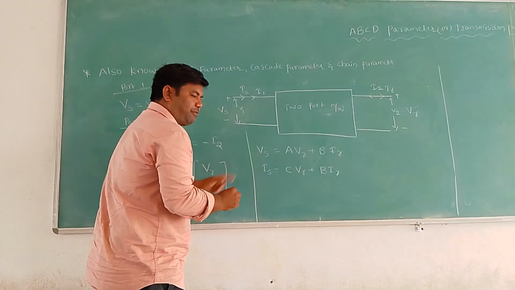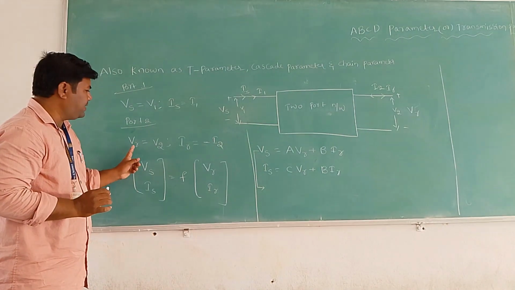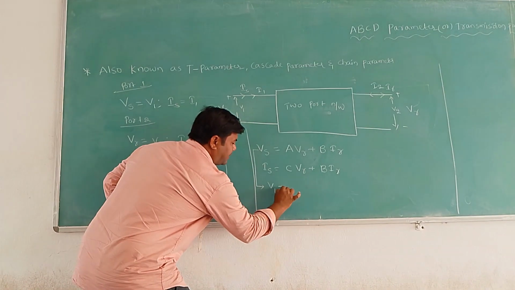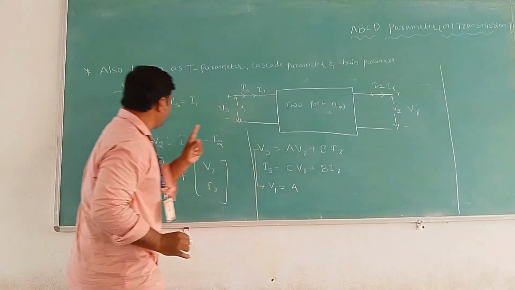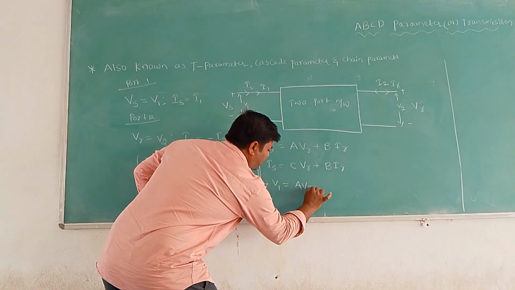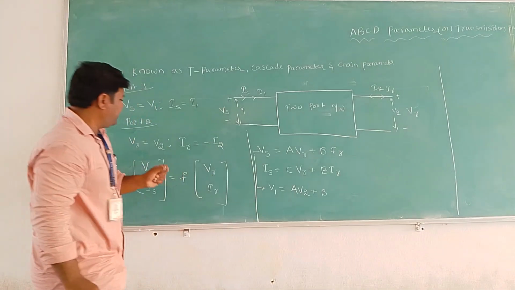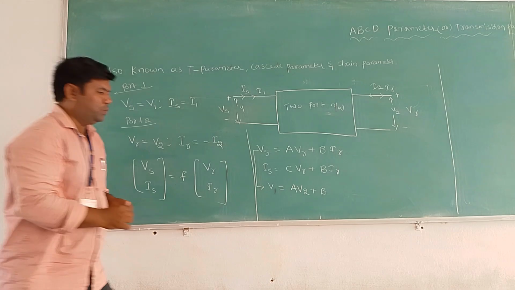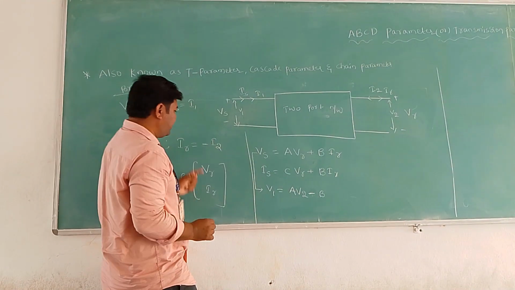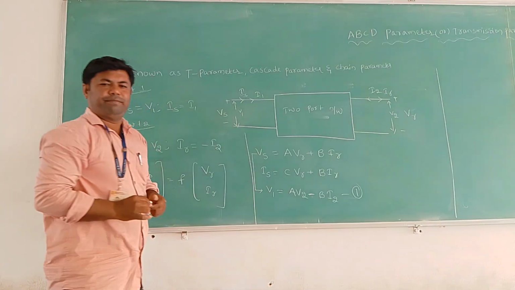Okay. So from this, already Vs is equal to, already V1 is equal to A into VR, in the sense receiving voltage, V2, plus B. We know that IR is equal to minus of I2. So directly, in place of plus I can write minus into I2. We can call it equation number 1.